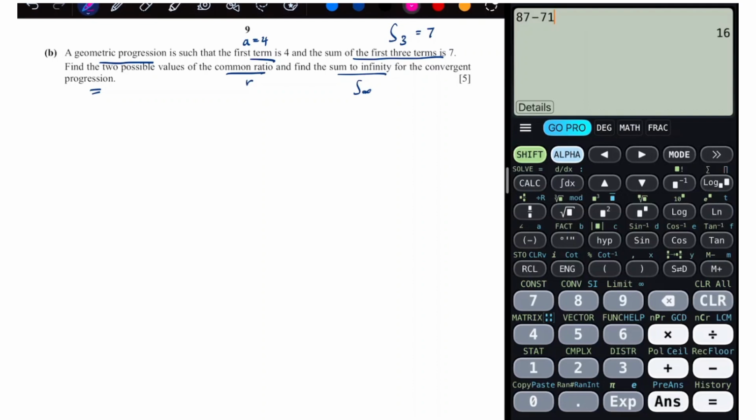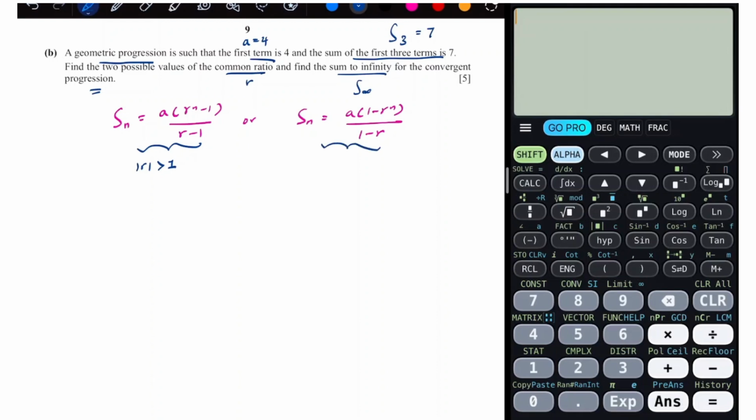As we know, in GP, our formula for the sum can be a(Rⁿ minus 1) over (R minus 1), or Sₙ is equal to a(1 minus Rⁿ) over (1 minus R). So which one are we going to use here? The first one you will only use when the value of R is clearly getting bigger, so more than 1. The second formula is only possible if your value of R is smaller than 1. So which one are we going to use here?